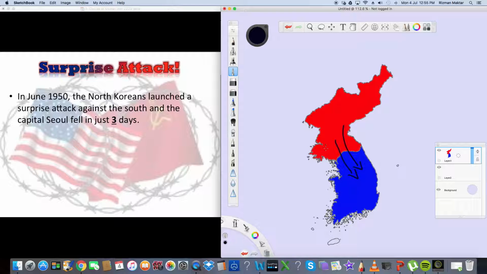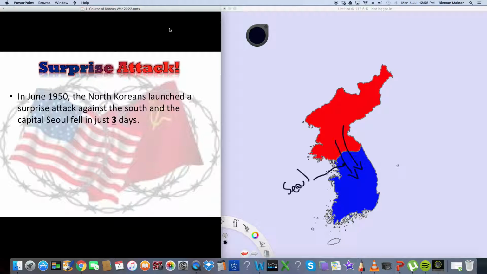At this point of time, we have learned that South Korea is not as strong as the North. Their capital, Seoul, it should be somewhere around here, fell within 3 days of the attack. That was how surprised they were by the North Korean attack, that the capital was taken over within 3 days.